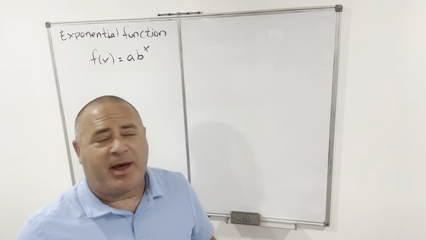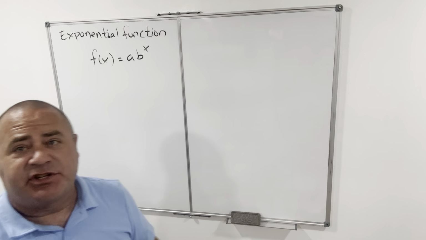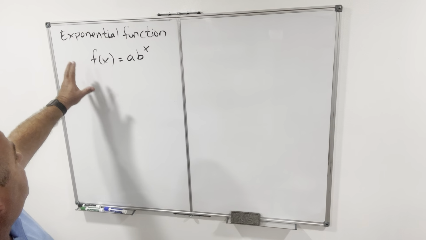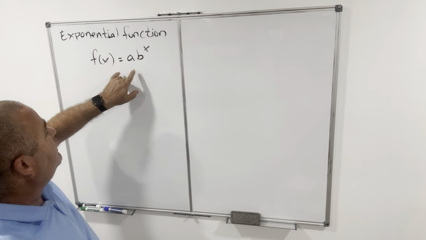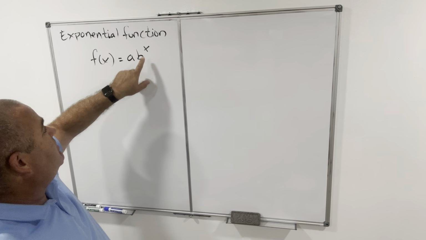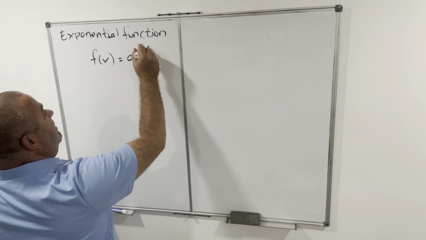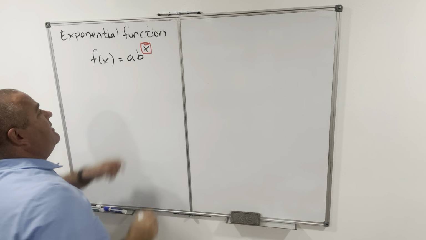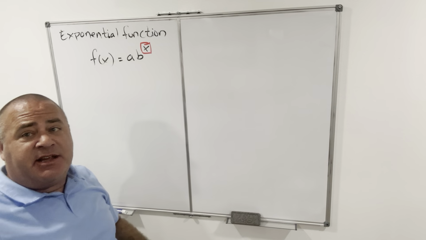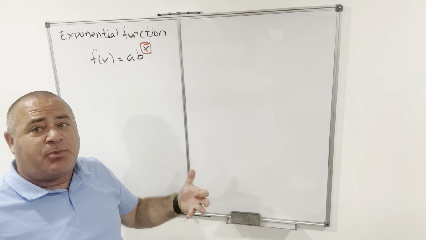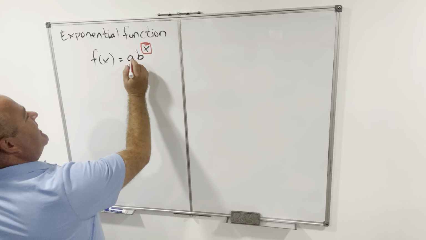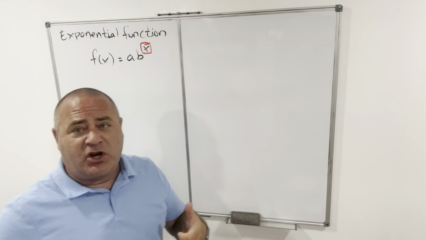Hey guys, let's talk about exponential functions for a second. An exponential function generically is just written as f of x is equal to a times b to the x. And what makes it an exponential function is the fact that our variable is an exponent. A and b are constants.